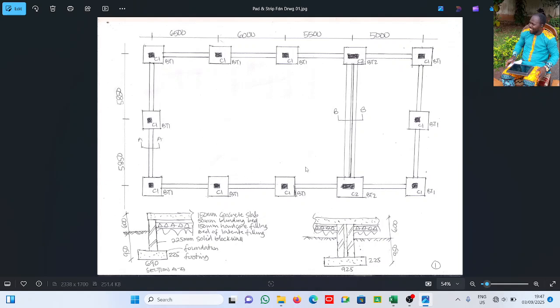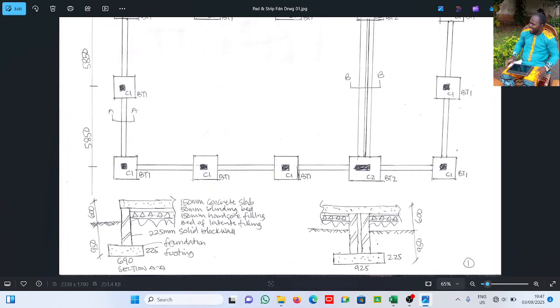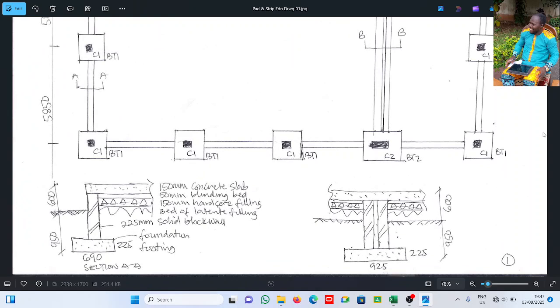So basically we'll be looking at this particular tutorial. Now you can see this section here. This is a section of the block wall. The slab is a 150 mm concrete slab. You can see 150 mm, 50 mm blinding, 150 mm hardcore filling, bed of laterite, 225 solid block wall. Now you can see the depth of the trench. This is the ground level, and down is 950.